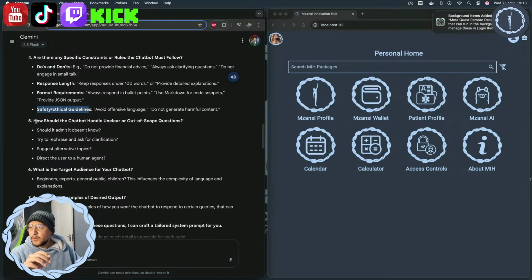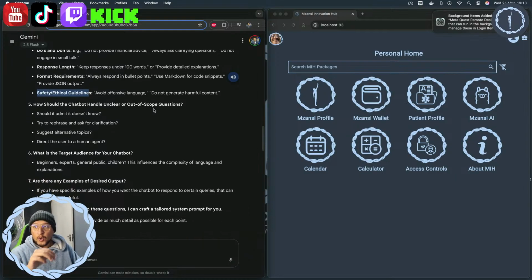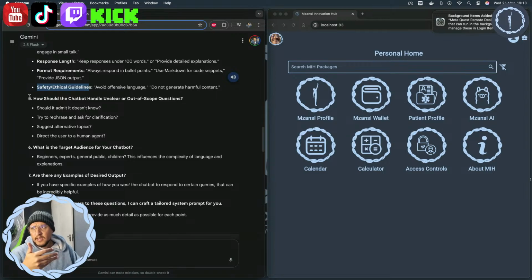If we scroll down, then how should the chatbot handle unclear or out of scope questions? So this is basically, if the LLM does not know the answer, should it hallucinate and just give you garbage, or should it tell you, hey, I don't know what's happening.